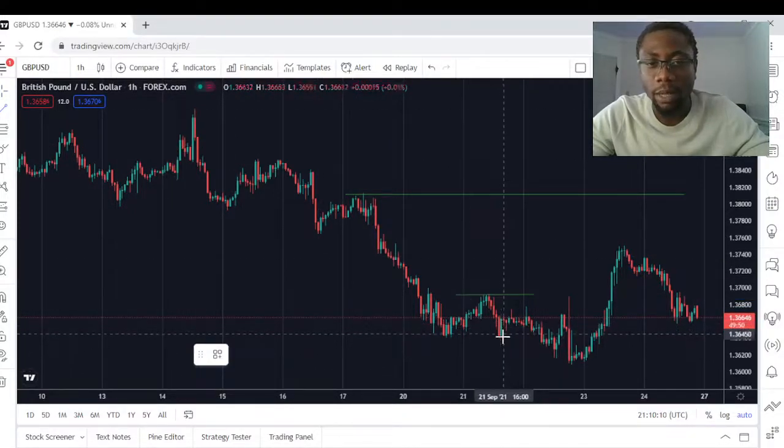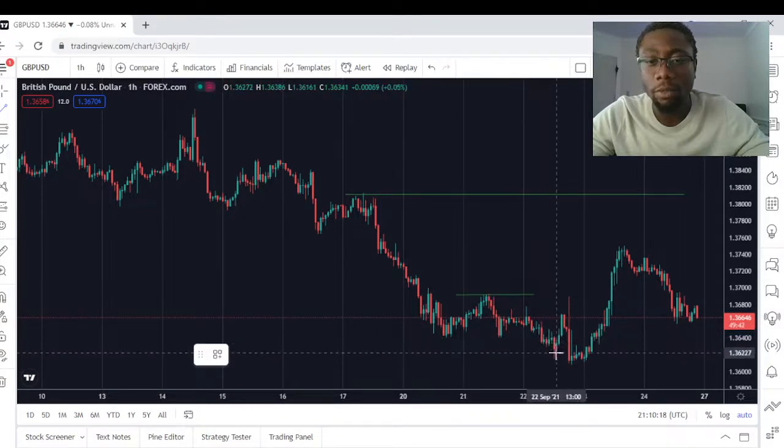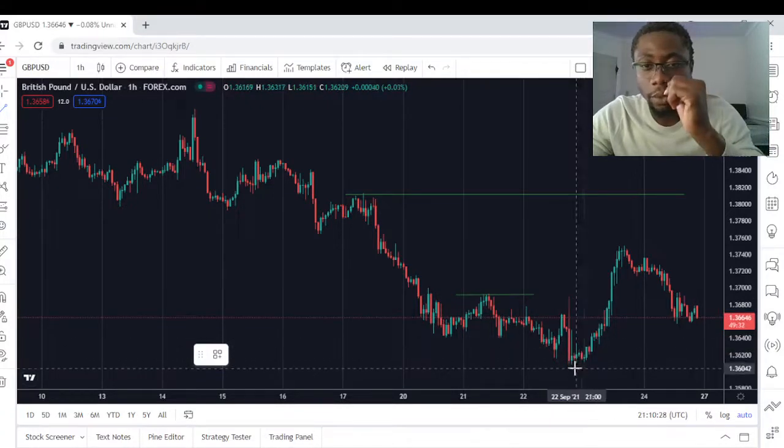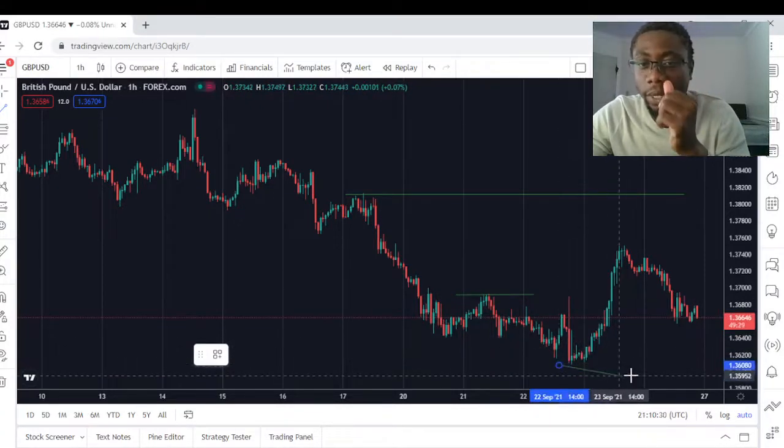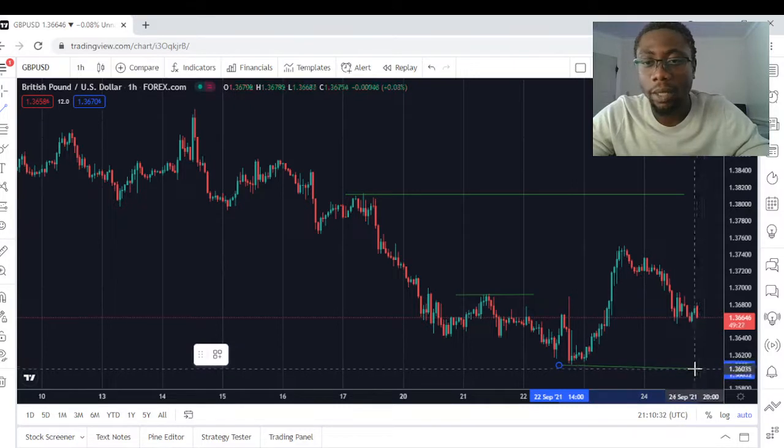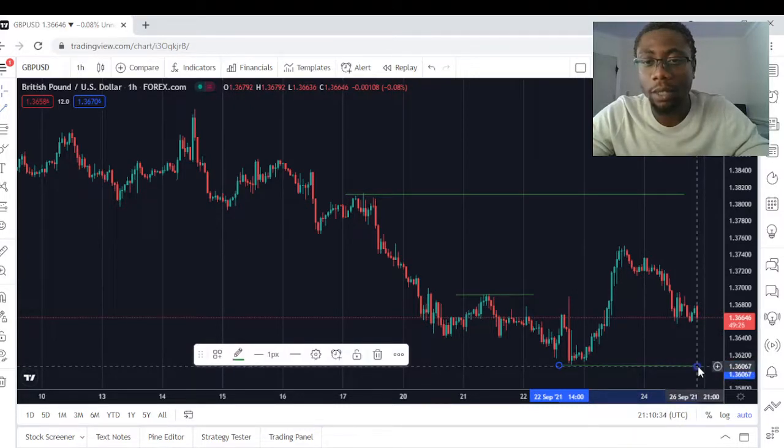And then as price came back down here, it broke through this level, now breaking through it one time after respecting it twice, and then came back and broke through it again, and then bounced off this level before going down to create this swing low right here. Now this is actually the lowest that we've been this week.